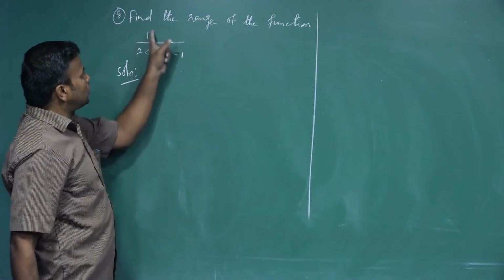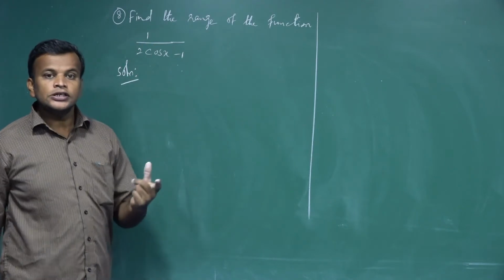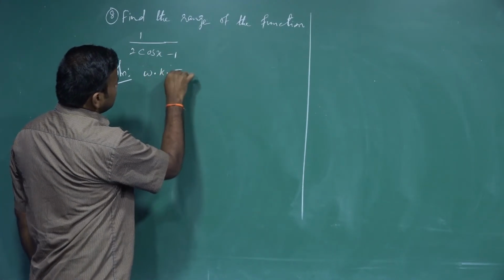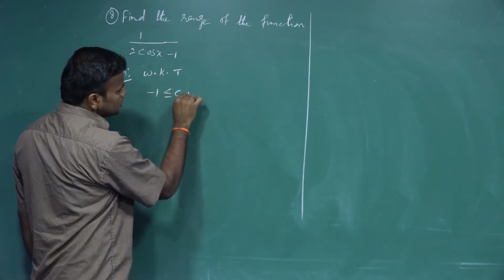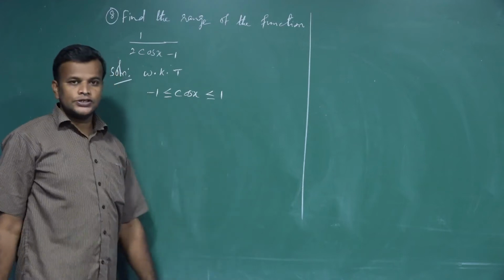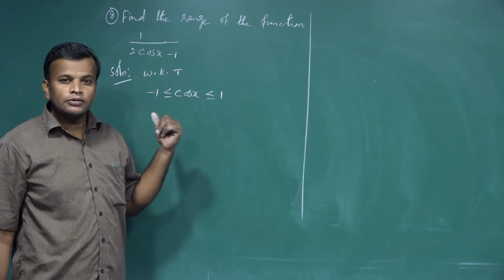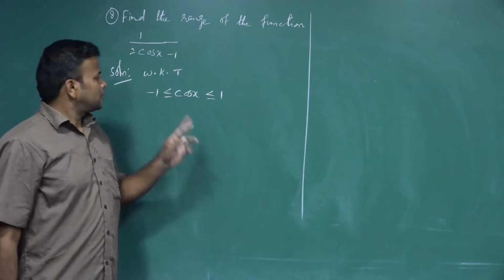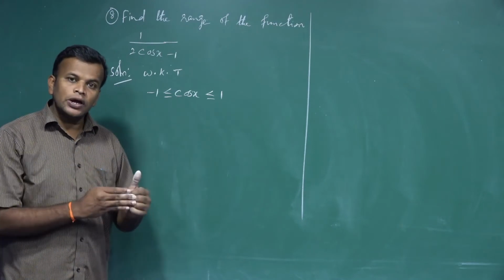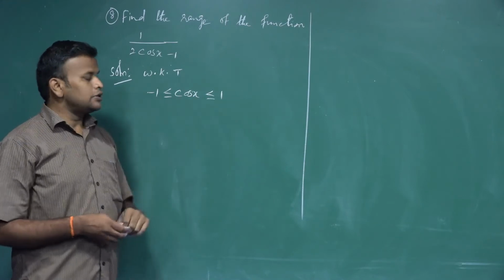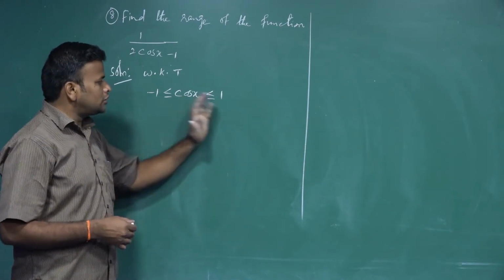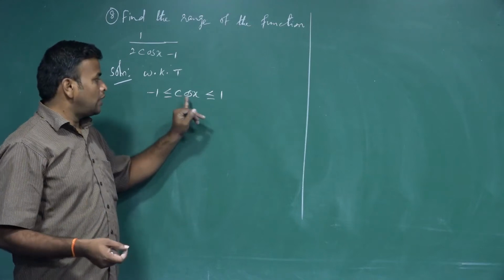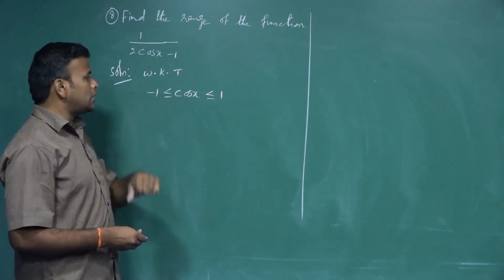So we see the denominator in 1 divided by 2 cos x minus 1. What function is involved? Cos x. So that's why I write, we know that minus 1 is less than or equal to cos x, which is less than or equal to 1. First, I write one concept. The minimum and maximum values of cos are minus 1 and plus 1. The function cos x has minimum value always minus 1 and maximum value always plus 1. So cos x lies only between these two values. Cos 0 is 1, the maximum value. Cos pi is minus 1, the minimum value.